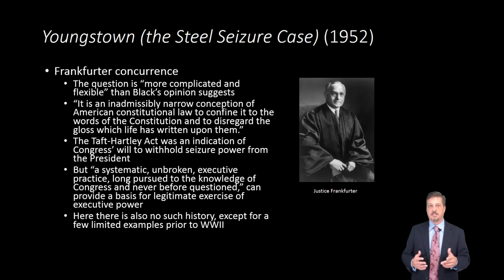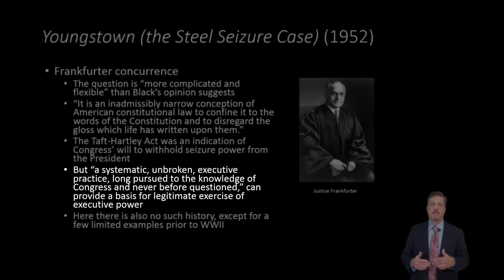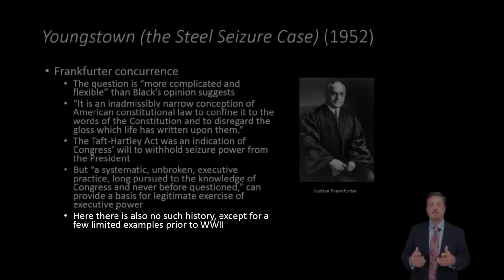Justice Frankfurter suggested that if there were evidence of a systematic, unbroken executive practice long pursued to the knowledge of Congress and never before questioned, the court should ordinarily uphold that practice as a valid exercise of inherent executive powers. In the particular case of seizing property during a labor dispute, however, Justice Frankfurter saw no such evidence and therefore agreed that President Truman's order went too far.